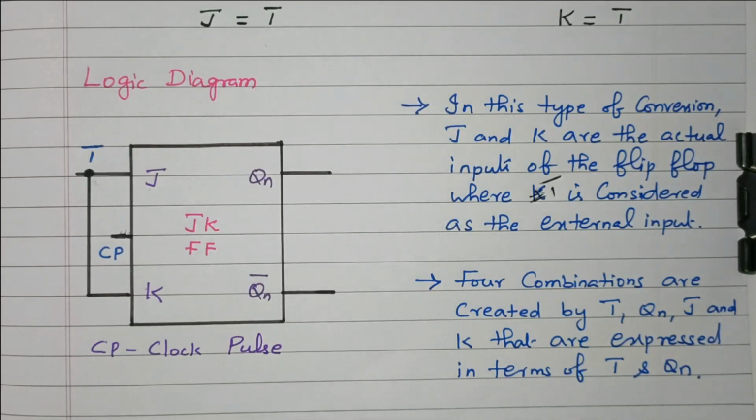So in this video we discussed how to convert JK flip-flop into T flip-flop. First we decided the T flip-flop truth table. For that we decided what is the JK input. Then J and K logical expressions are obtained from the K map, and that is implemented with the logic diagram. JK flip-flop converted into T flip-flop.